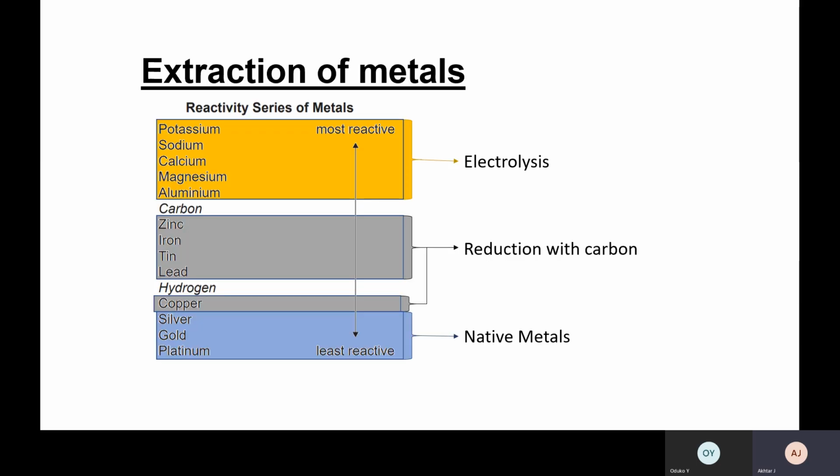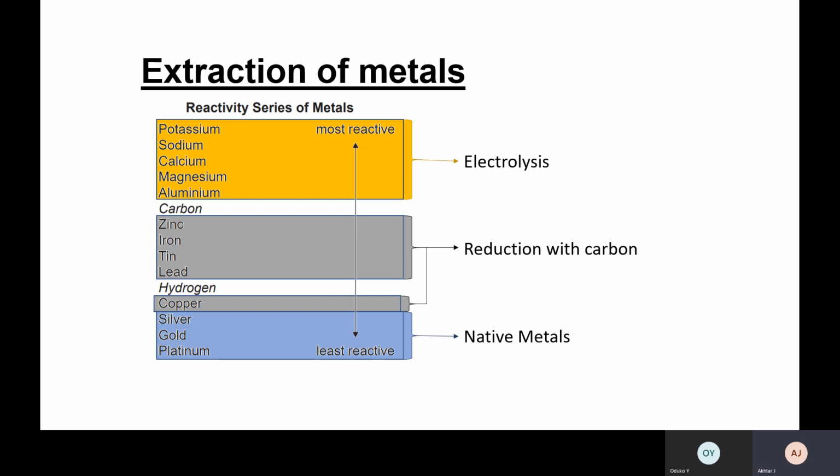Hi guys, today we're going to go through extracting metals. It's part of the chemical changes topic. In previous lessons we've looked at the reactivity series, displacement reactions, half equations, reduction, oxidation. So that's some really good background knowledge that we need to have to get through this lesson today. Feel free to go back to the previous sessions if you need to.